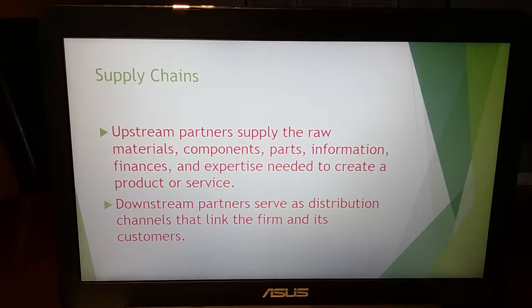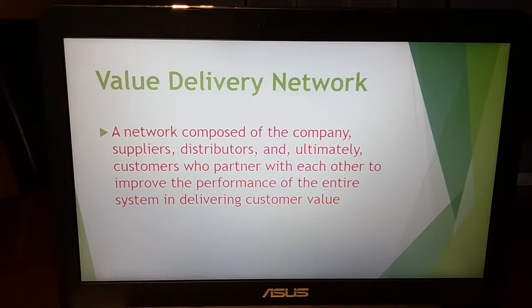Okay, so we talked about these whole things, supply chains. There are partners that are both above and below. So the upstream are the materials and raw materials, component parts, all the things that go into creating the product. And then downstream are the people that distribute and sell to the customer.